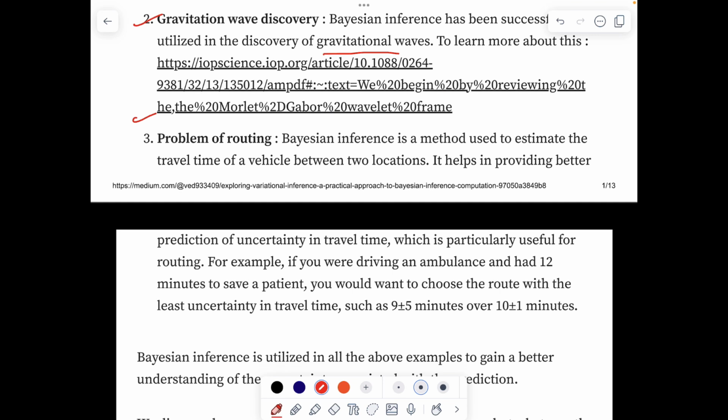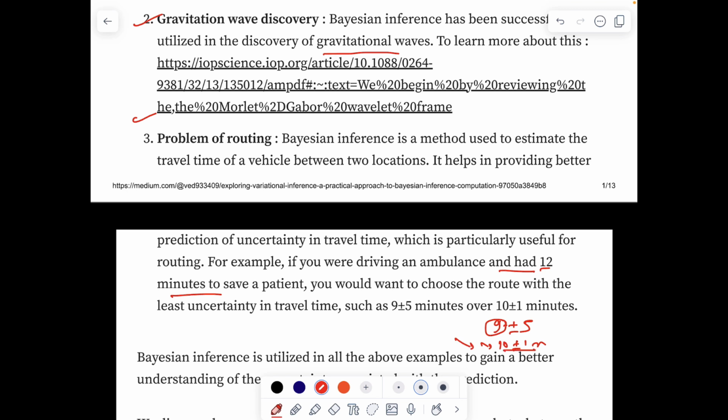And it is very important, by the way, because let's say you are driving an ambulance and you have just 12 minutes to save a patient, and you have two routes to choose from. One route says that on average it will take 9 minutes, but it has plus or minus 5 minutes of uncertainty, while another route will take 10 minutes but has plus or minus 1 minute of uncertainty. You have 12 minutes to save that patient. So which route will you choose?